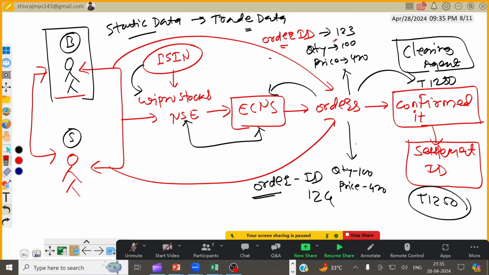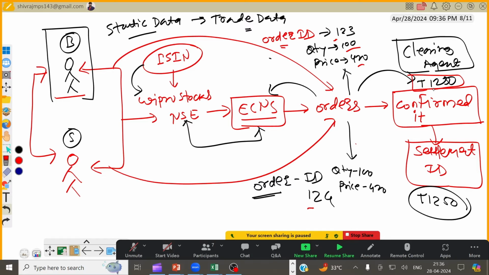Once the trade is received, NSE has an electronic automated communication system. That system matches the orders on the basis of quantity, price, timing, and even ISIN as well. ISIN means identification number. If they match, then the order is confirmed, and once the order is confirmed, a settlement ID is generated. The settlement ID will be unique for both counterparts, buyer and seller.